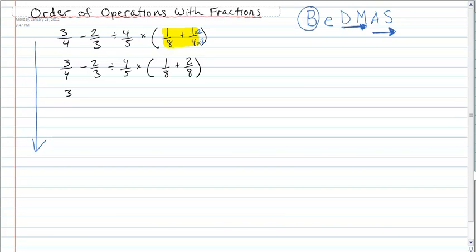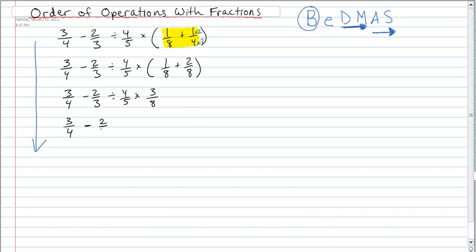So now we just bring all this stuff down again. 3/4 minus 2/3 divided by 4/5 times, and now we know this, we can get rid of the brackets. We have 1/8 plus 2/8 equals 3/8. Alright, now we're not going to do 3/4 minus 2/3, so we'll bring 3/4 down. We'll bring this minus sign down, but we have 2/3 divided by 4/5.